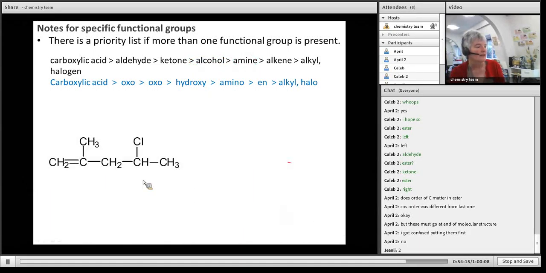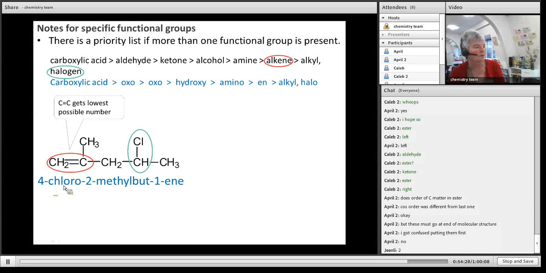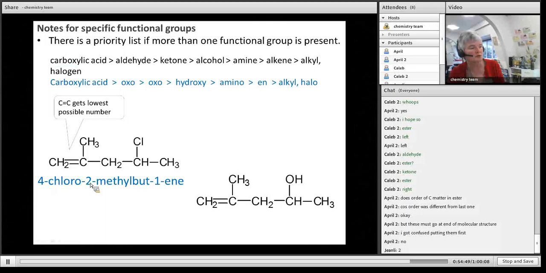Okay, here's one with an alkene and the chloro. An alkene is more important than a chloro, but here you just treat it like a halogen. So it would be 4-chloro. Then there's 2-methyl, so I've got two side chains, the chloro and the methyl. And then I've got to say where that double bond is. I've got to make sure it's there and not there or not there. Okay, so it's then but-1-ene. So 4-chloro, 2-methyl, but-1-ene. Does this name make sense?